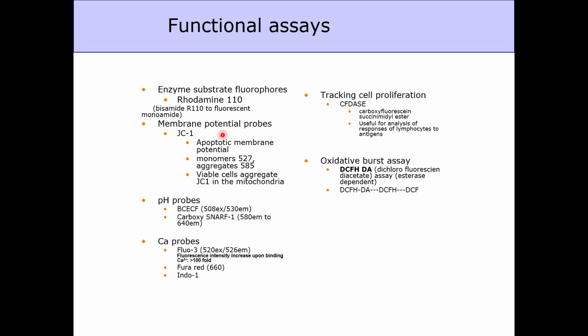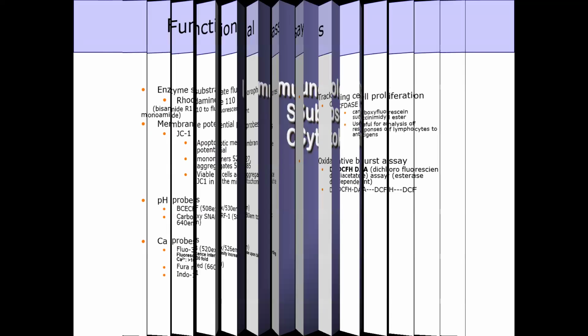You can do the membrane potential probe JC1. This JC1 is for your apoptotic membrane, generally in your mitochondria. There you get to know if there is apoptosis of cells, and at that time we use this JC1. pH probes, calcium probes, oxidative burst, or for ROS, we can use flow cytometers.